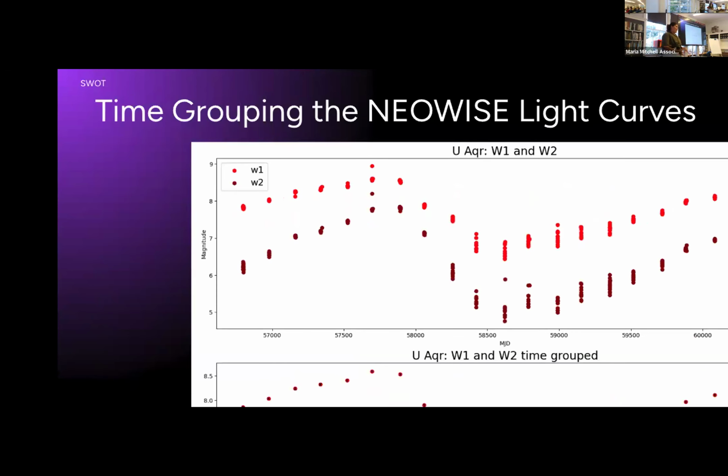And now some of the work that I did. This is the infrared light curve of Euaquarii with two filters, W1 and W2, but you might notice on the top we have a bunch of dots at one time. And I wanted to make this data easier to work with. So I took these dots and I grouped them into that time slot and took the median for everything in each time slot, so each NEOWISE epoch.